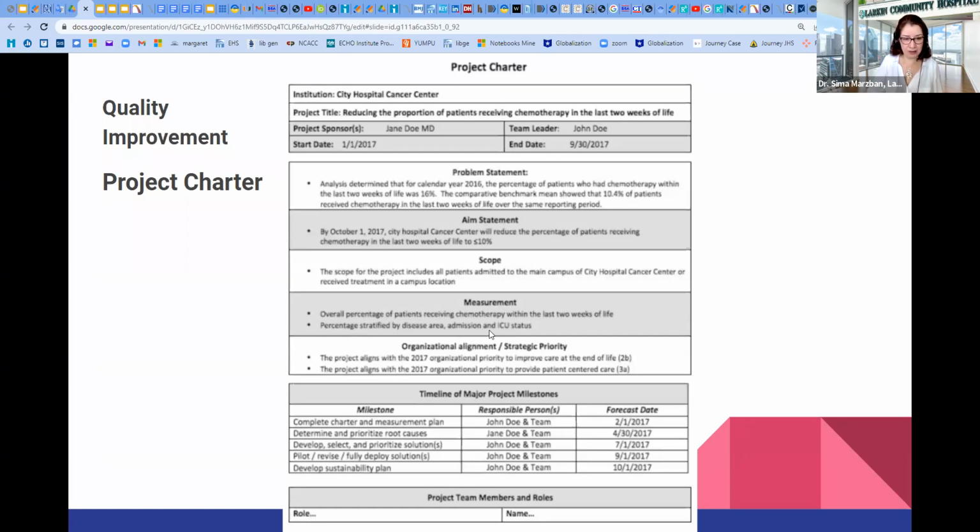Admission and ICU status. Organizational alignment and strategy, strategic priority. It would be important to define and select a topic that is aligned with the strategic priorities. For example, strategic priorities of ACGME are practice improvement, improvement of the practice.